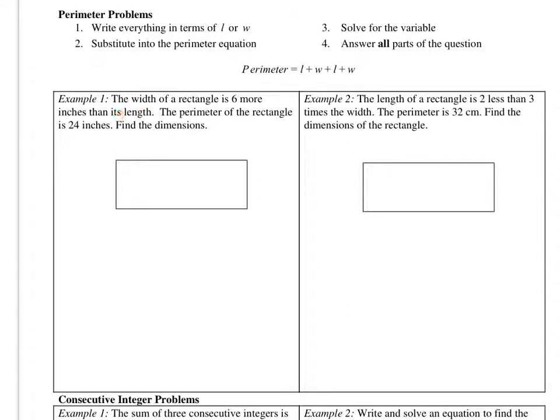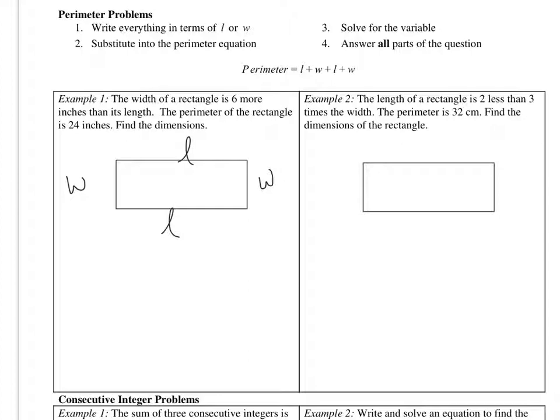The width of a rectangle is 6 more inches than its length. The perimeter of the rectangle is 24 inches. Find the dimensions. So for perimeter problems like this, what I do is I label length, length, width, and width.